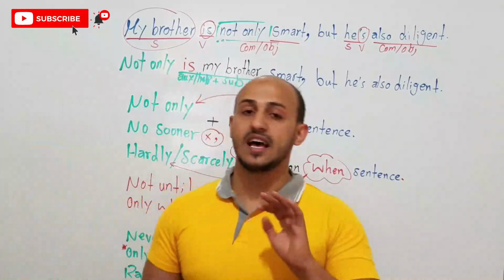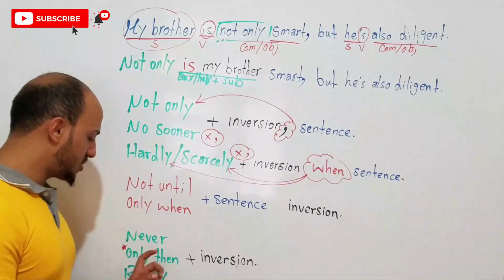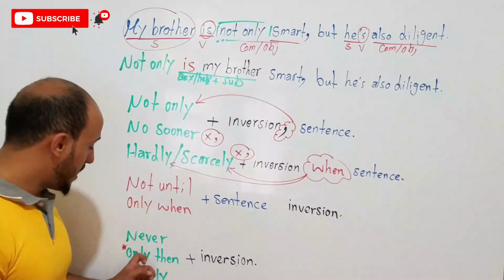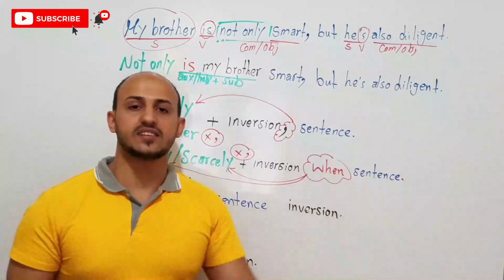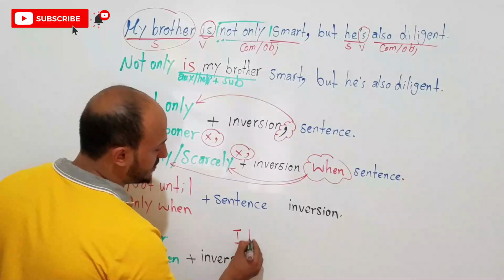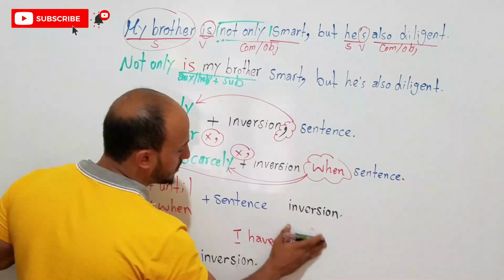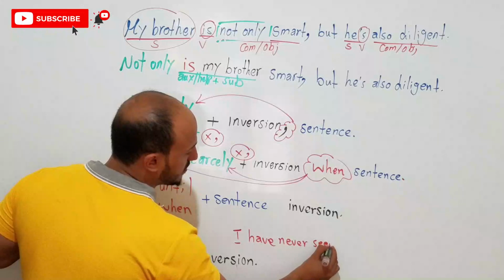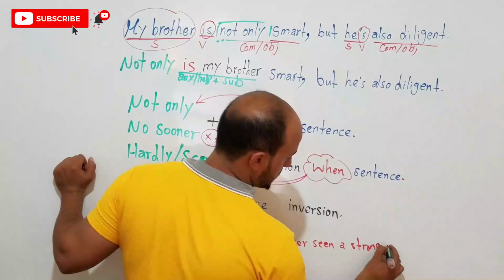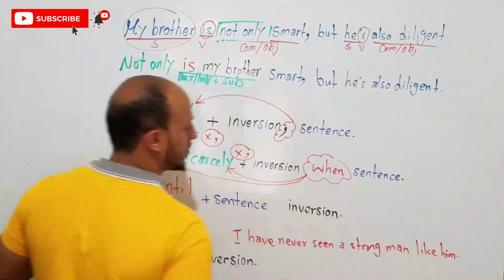Now we're going for the last one, and this is the easiest part. So when you use never, only then, and rarely. Okay. Never, rarely, only then. You use inversion after them, and that's it. Okay. So for example, let me just give you an example. So here I have never. I've never seen a strong man like him. All right, good.